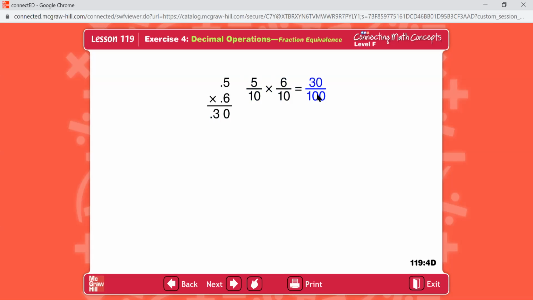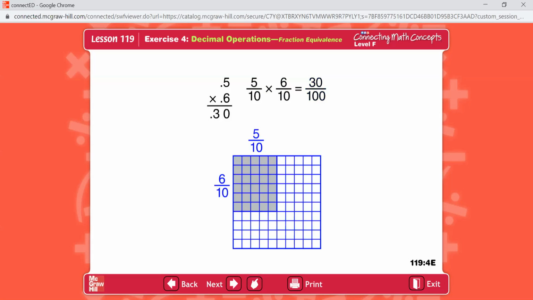This is the same as this. This is the same as this. This is the same as this. Here's a picture of 5/10 times 6/10. 5 across out of 10 are shaded in, and 6 down are shaded in out of 10, making this box. The shaded area gives the answer to the problem.